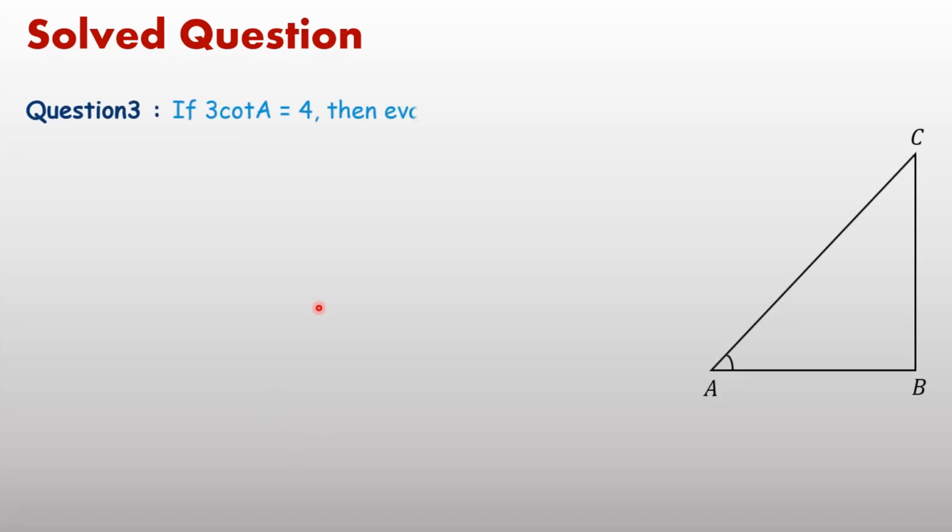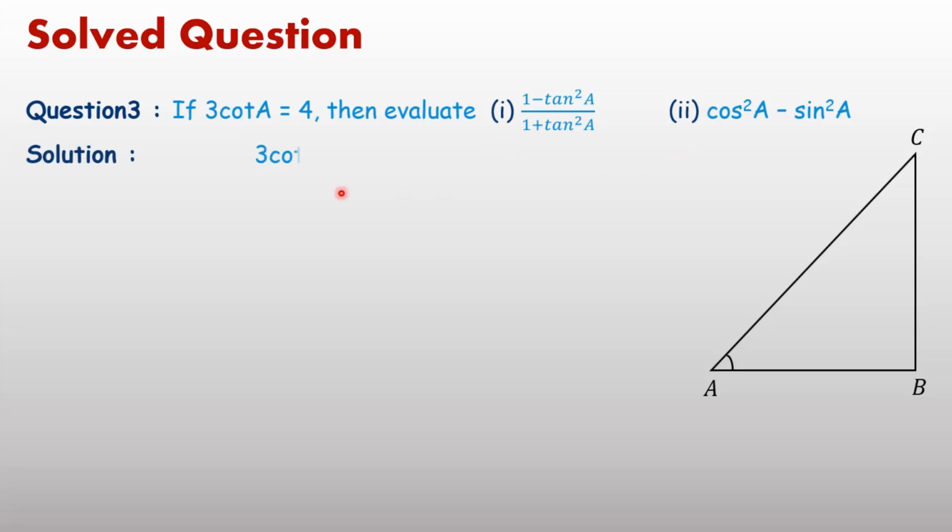Now one more question. Question number 3. If 3 cot A equal to 4, then evaluate 1 minus tan square A upon 1 plus tan square A, and the second part, cos square A minus sin square A. First, the given part is 3 cot A equal to 4, means the value of cot A equal to 4 upon 3. Cot A means base upon perpendicular. Here for angle A the base is AB, perpendicular BC.